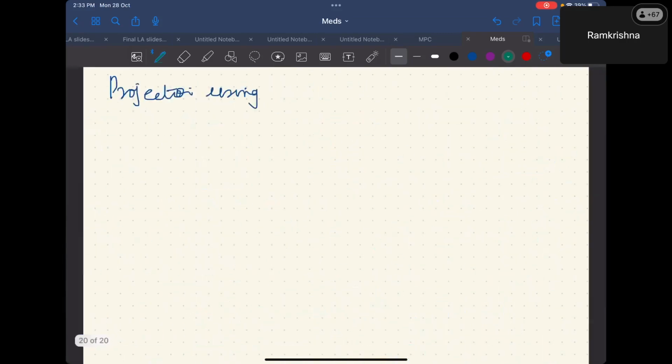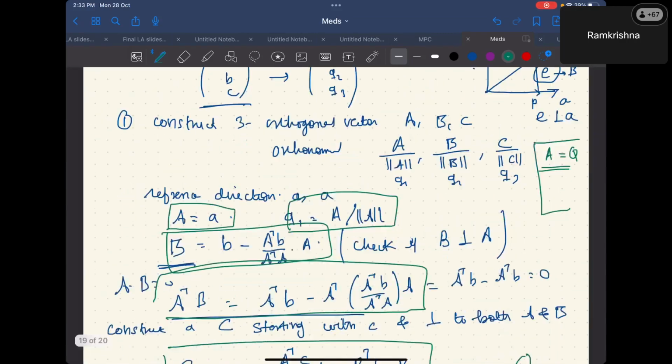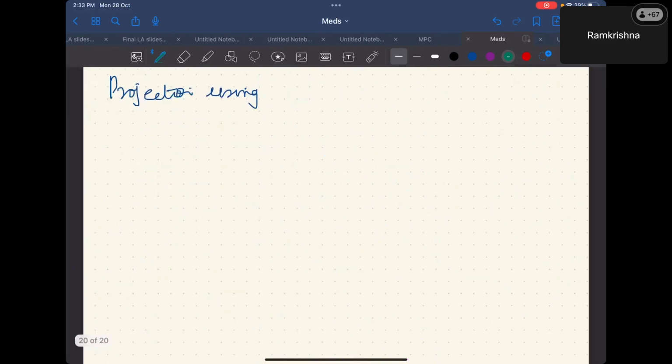Okay. So using this, I'll write down the final thing and then we will discuss. Start from A, B, C. Then construct capital A, capital B, capital C as, okay, this I leave it as it is.